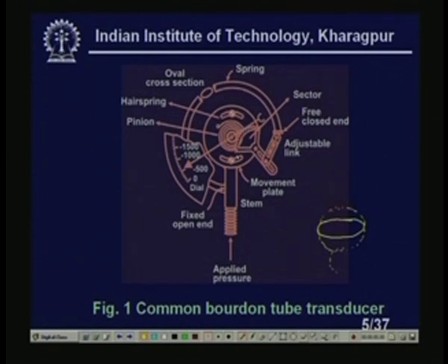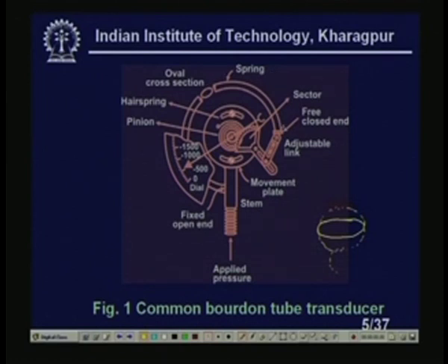If it moves in this direction, there is a gear. You can see this gear, right, this is the gear. There is a hairspring, because to bring this pointer back to the same position, this needle will go in this direction.